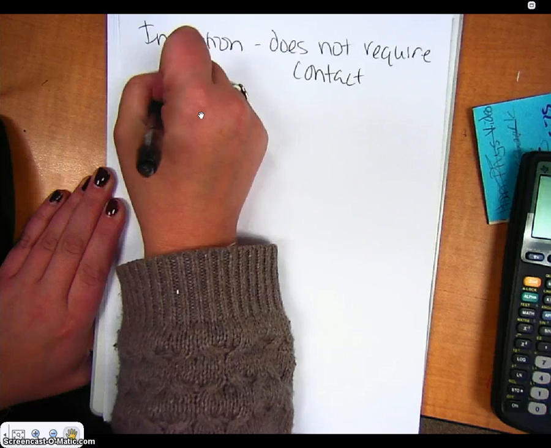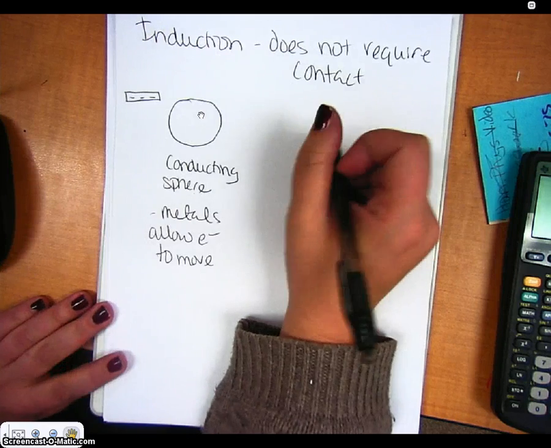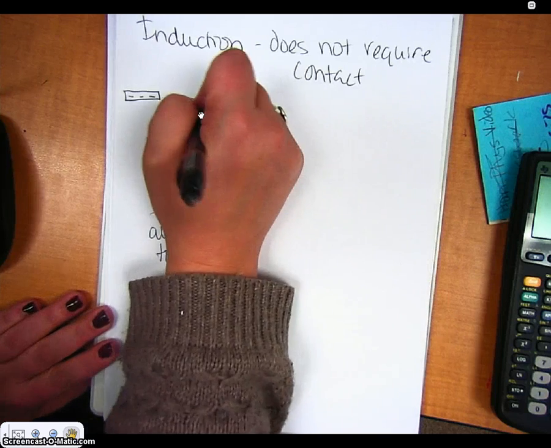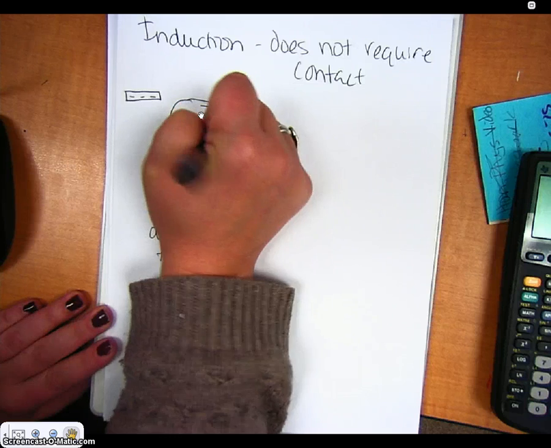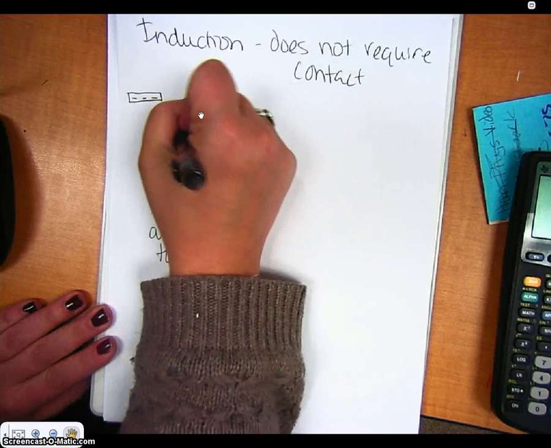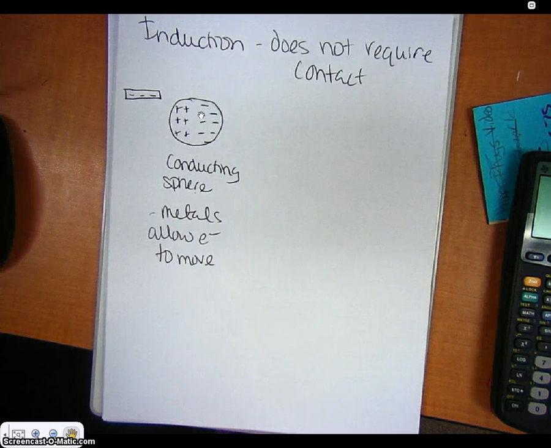If I were to bring, say, a rubber rod near it that had been charged and is negative, I bring it close, I don't touch the conducting sphere, but essentially it's going to force those electrons to one side. So one side would be partially positive and the other side would be partially negative.